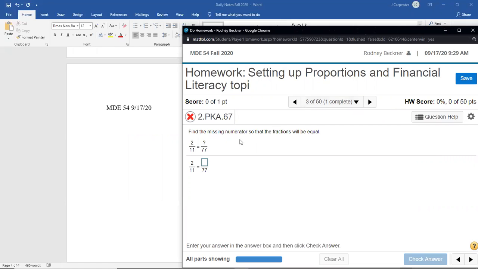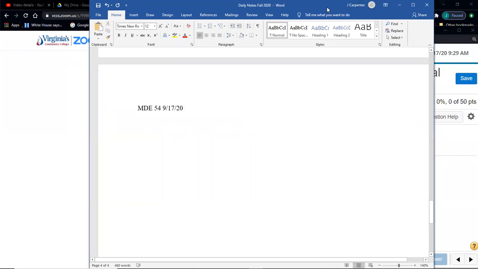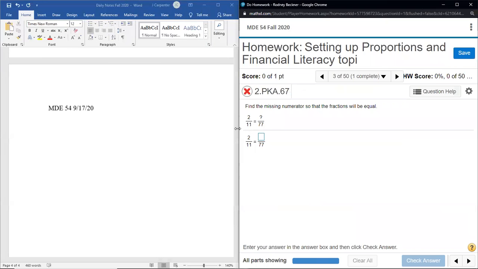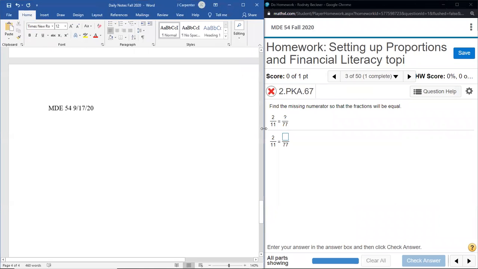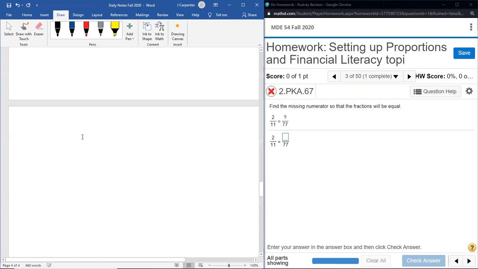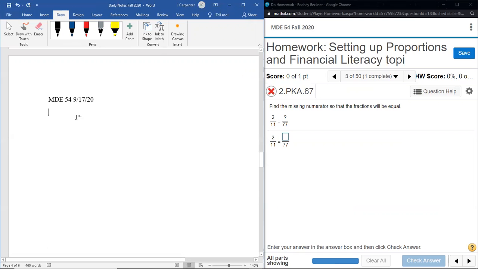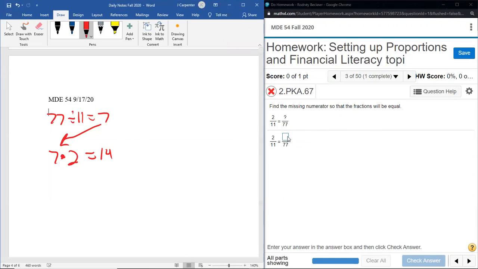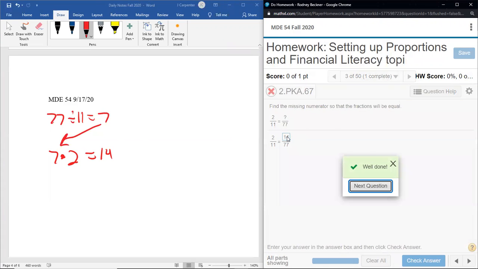All right, find the missing numerator so the fractions will be equal. We've got 2 over 11 equals something over 77. The idea I said last time is you take the denominators and you divide them. 77 divided by 11 is 7. Then you take that result, 7, and multiply it by the top number, the 2. 7 times 2 is 14, so 14 should be our answer. We said 2 elevenths is the same as 14 over 77.